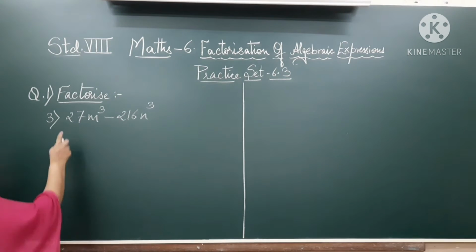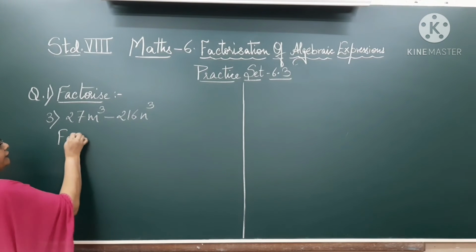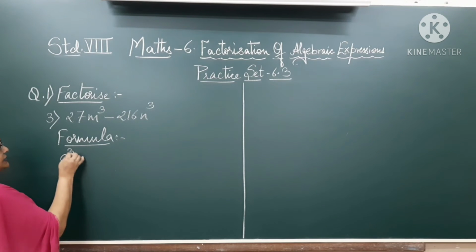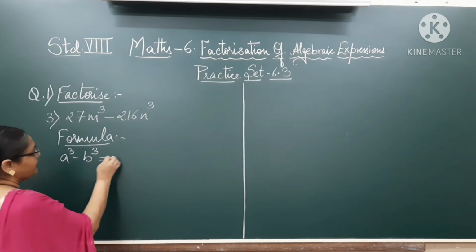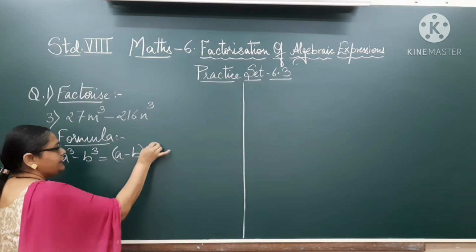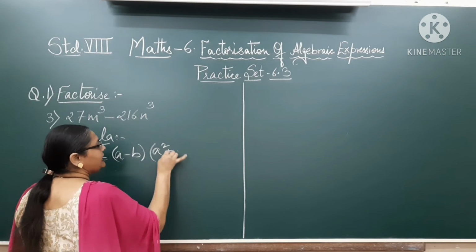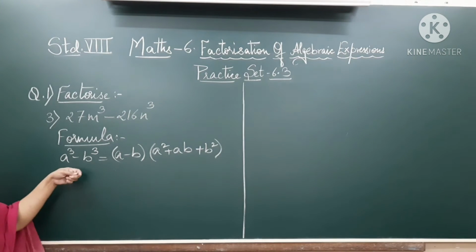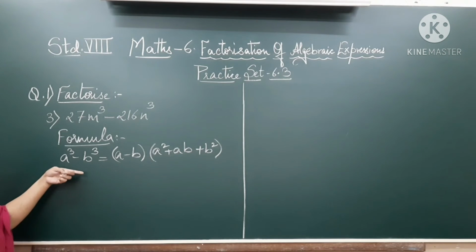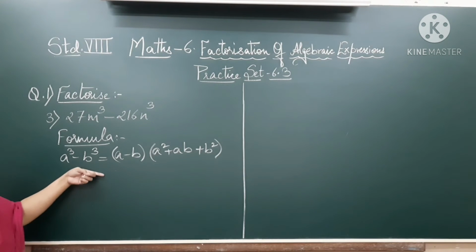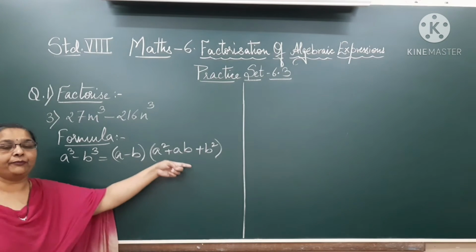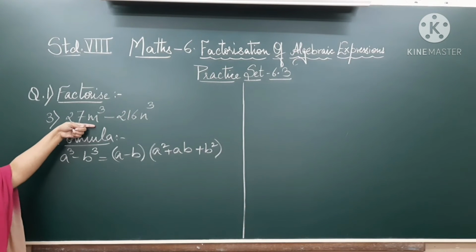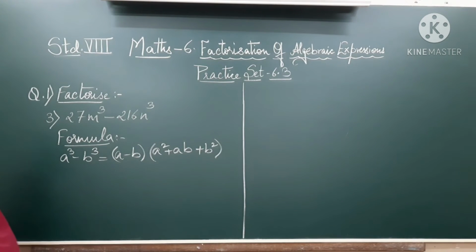Now, as we know, the formula a cube minus b cube is equal to a minus b into a square plus ab plus b square. We have already learned how to factorize this algebraic expression. Now using this formula we can factorize 27m cube minus 216n cube.